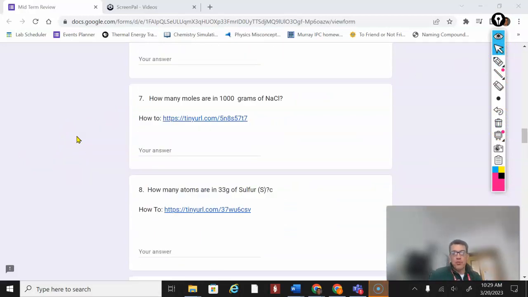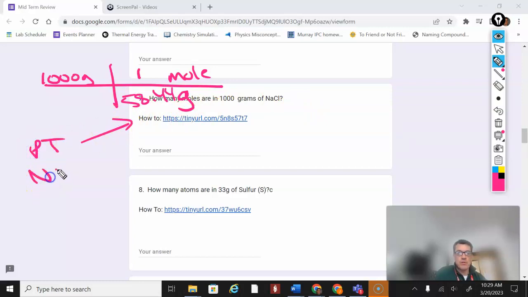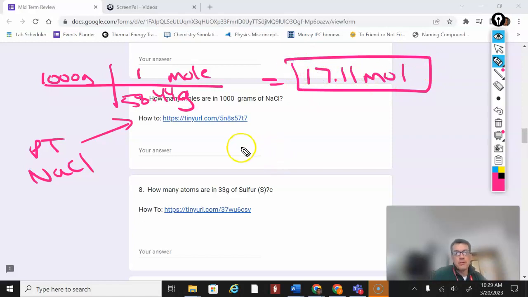7 is how many moles are in grams. So this is just a gram to mole conversion. If we know that we've got 1,000 grams and we want to change that to moles, then we just need to know the ratio here. So 1 mole is, again, 58.44 grams. I got that from the periodic table for NaCl. So if I take 1,000 and divide it by 58.44, that should give us our answer, which is going to be about 17.11 or 17.1 moles of NaCl.